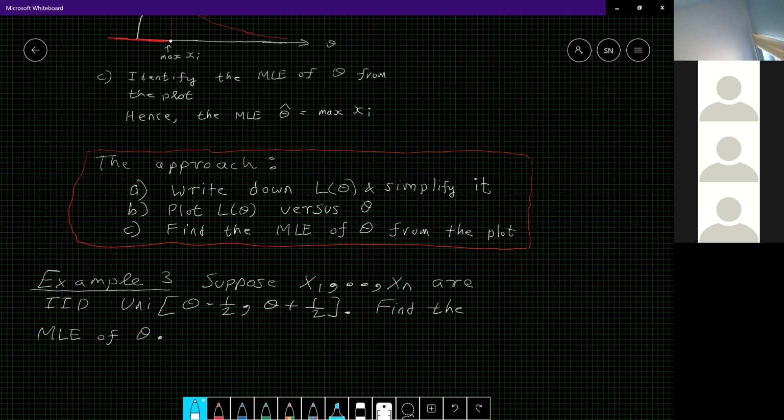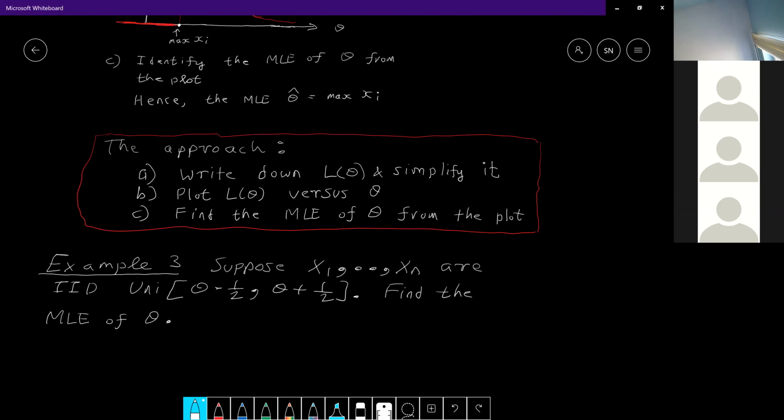So again, for this question, you need to use the revised approach, right? The first part, A, is to write down the likelihood, which is the product of the density function. Remember, the density function for this is 1 divided by b minus a, which is 1 divided by b, where b is theta plus a half and a is theta minus a half.